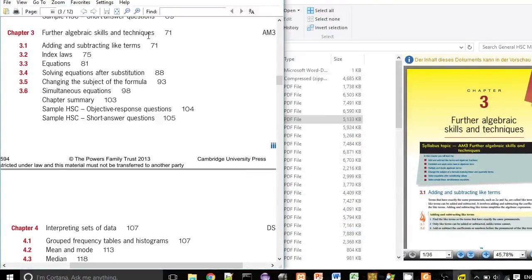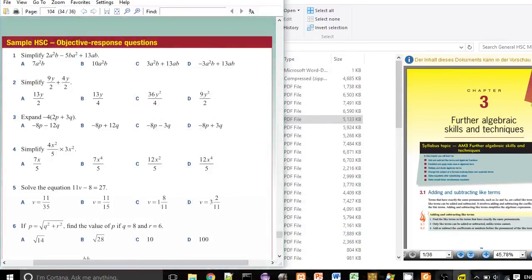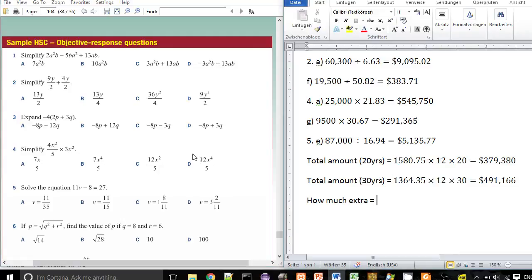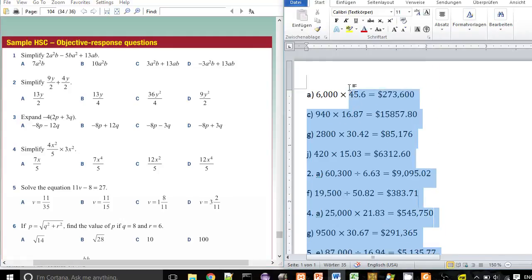Further algebraic skills and techniques. Let's do this. My favorite, algebra. It is actually really important and powerful. It's used in everything in maths, physics. Alright, gotta delete all this.